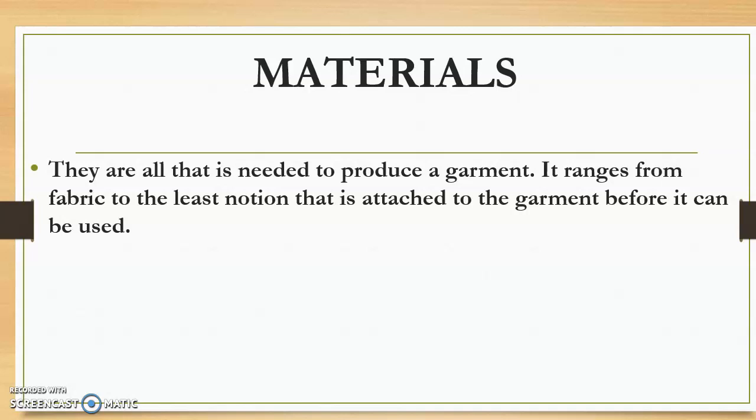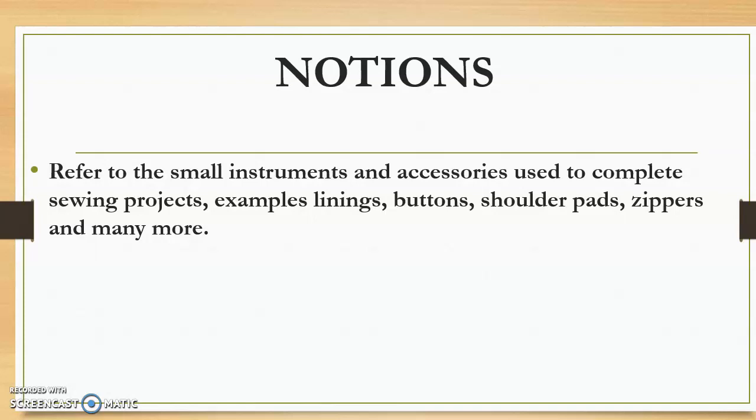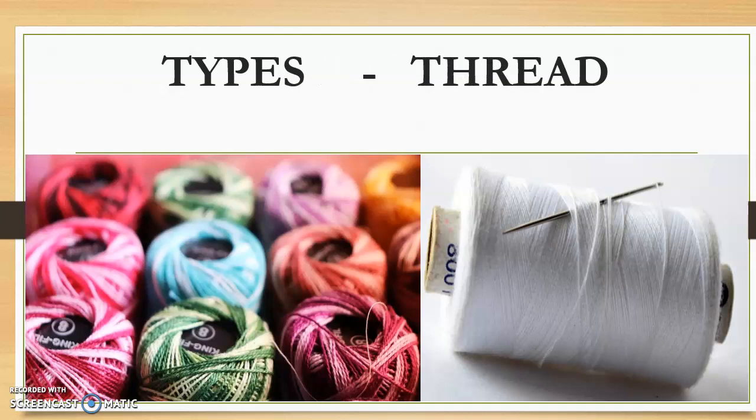What are sewing materials? These are all that is needed to produce a garment. It ranges from fabric to the least notion that is attached to the garment before it can be used. Notions, on the other hand, are the small instruments and accessories used to complete sewing projects. Examples are linings, buttons, shoulder pads, zippers, and many more.